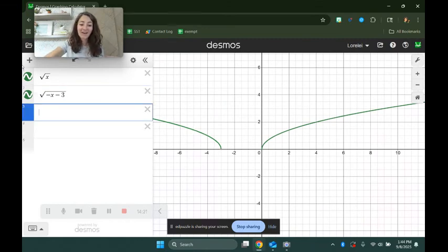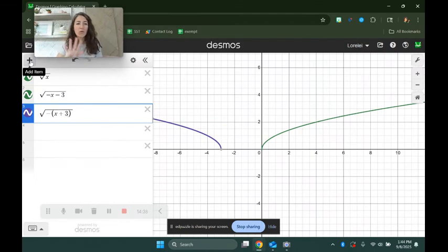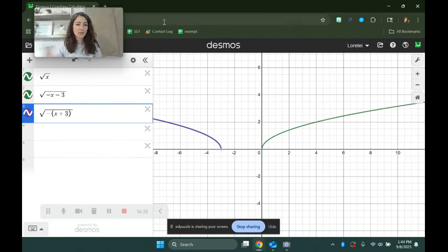And it's because if I put the parentheses like we just did, kind of undistribute that 3 or that negative, you'll get exactly the same thing. So use your Desmos calculator to really, really check what movements have happened.